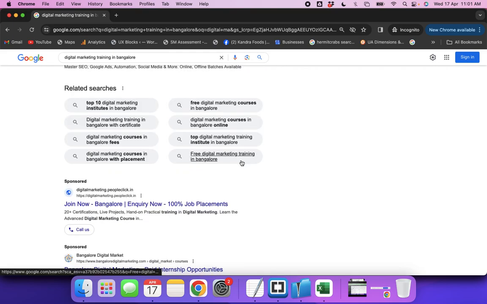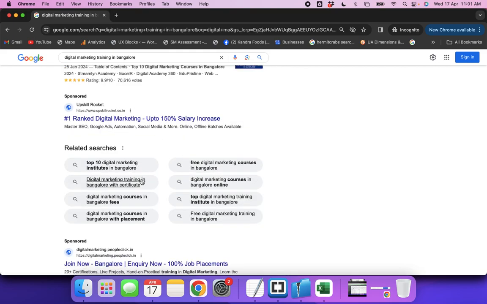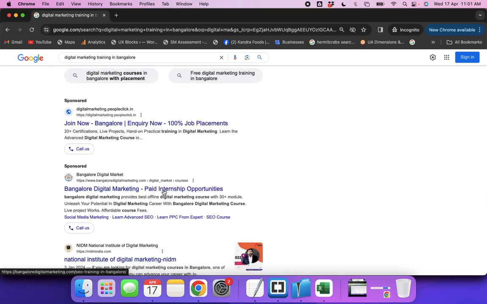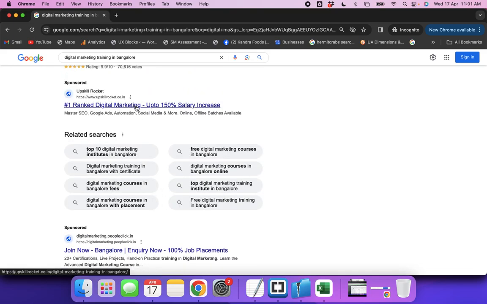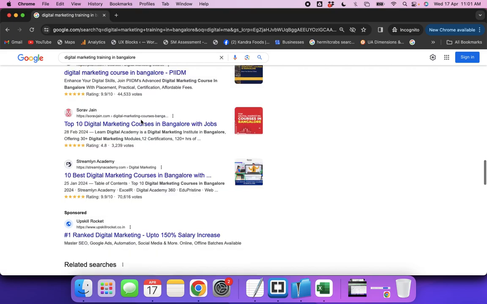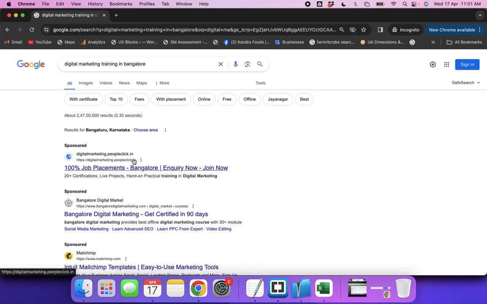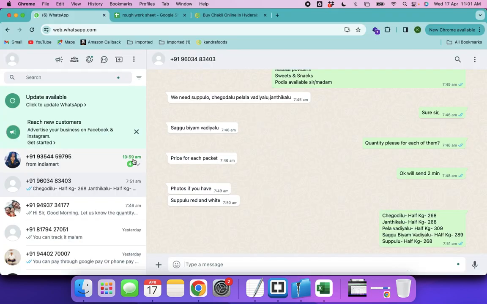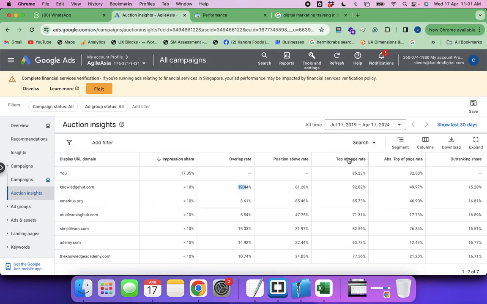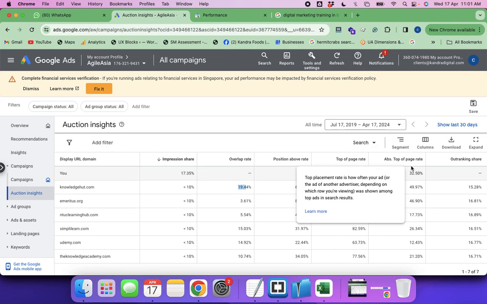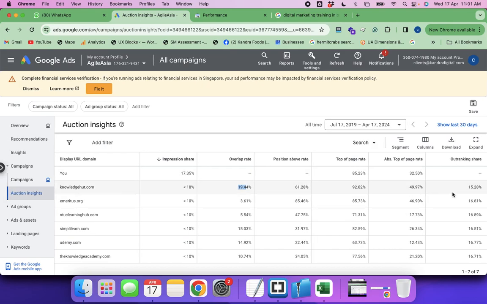Now see, in this, one, two, three ads are shown. Amongst all of these, this is showing in the top. This is top of the page rate, and this is absolute top. Top of page rate is that one, and absolute top is being ranked in the very top. So 15.28 percent of the times Knowledge is outranking Agile Asia. In the same way, for different players for this set of keywords, how many times are they outranking?